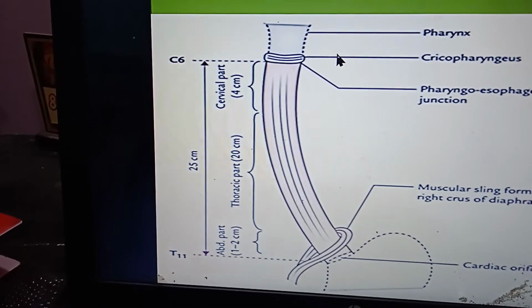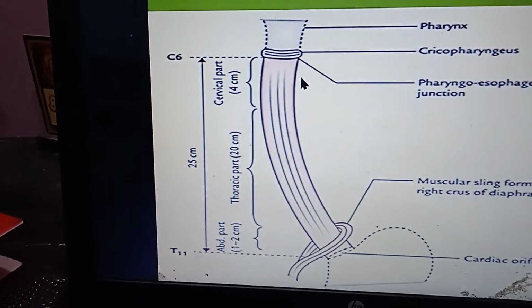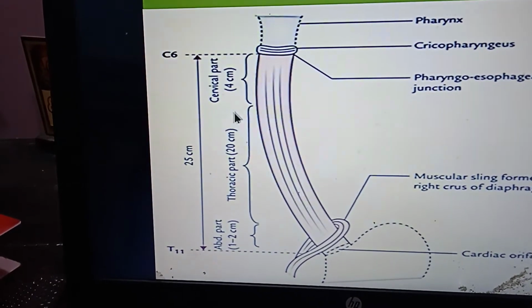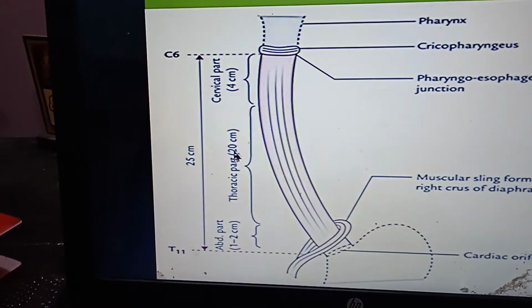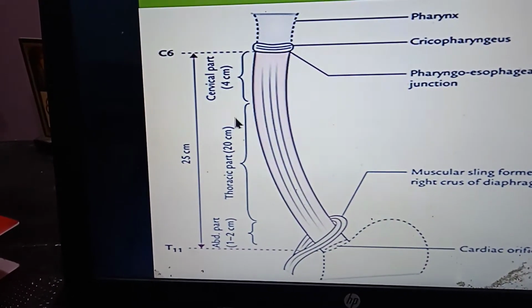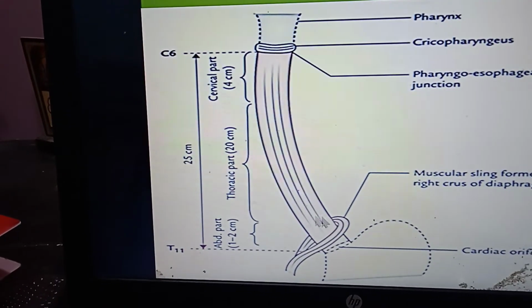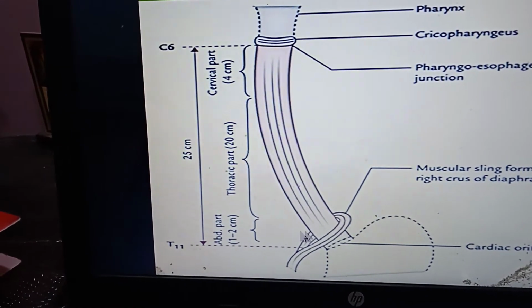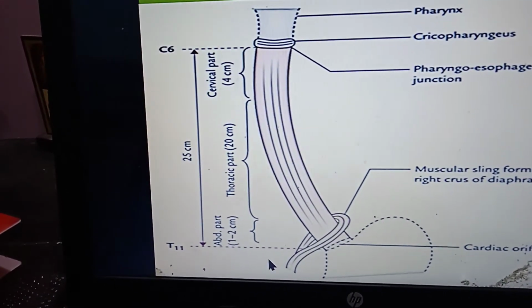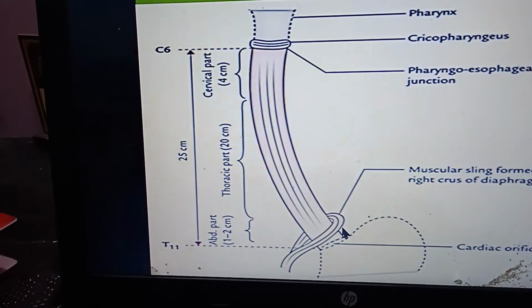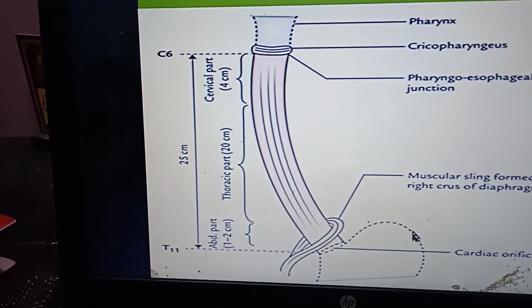Cervical part starts from the cricopharynx up to the upper border of sternum. Thoracic part extends from the upper border of the sternum up to the oesophageal hiatus, which is at the level of T10. And the abdominal part is from T10 to T11, where it intermingles with the cardiac part of the stomach.